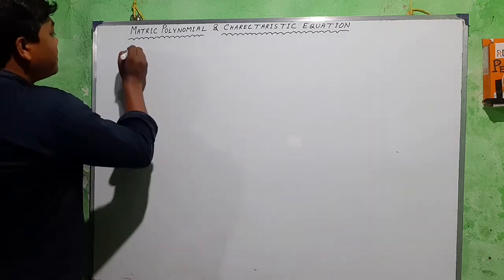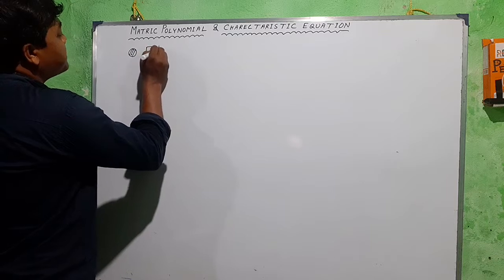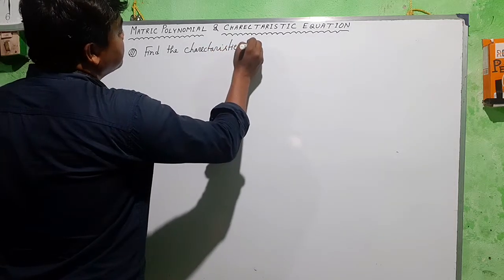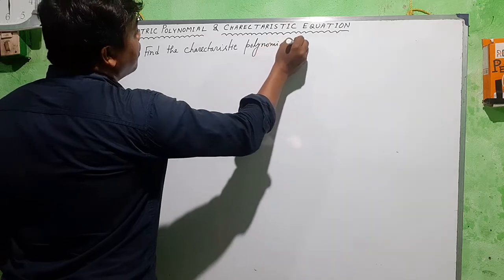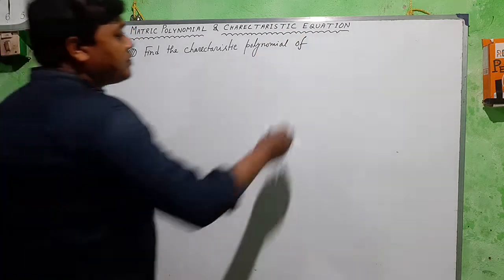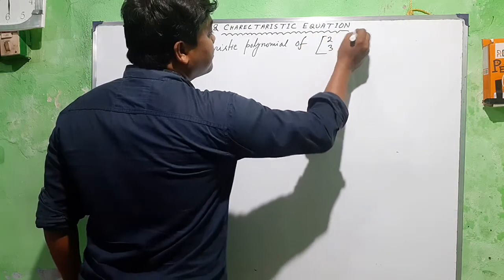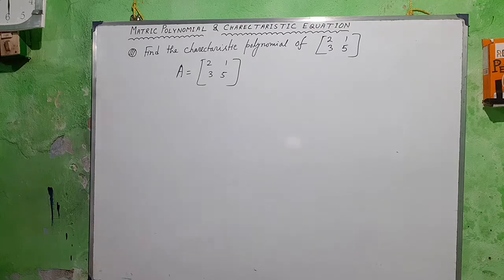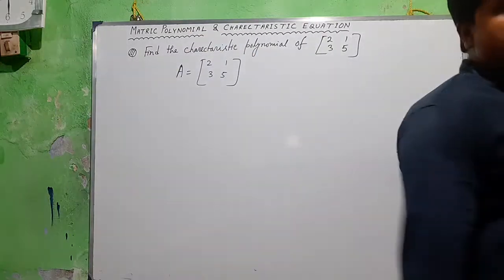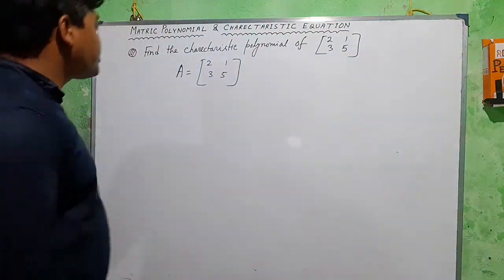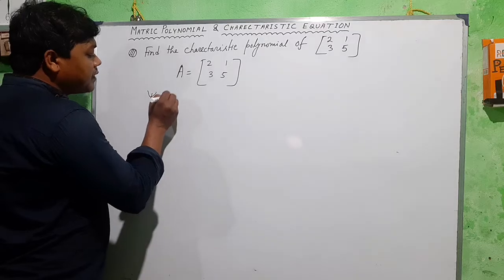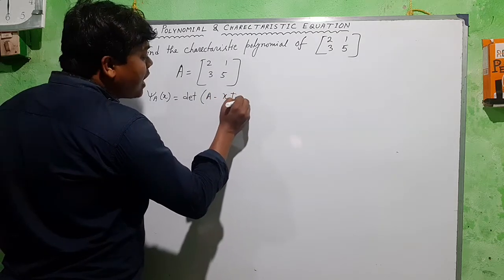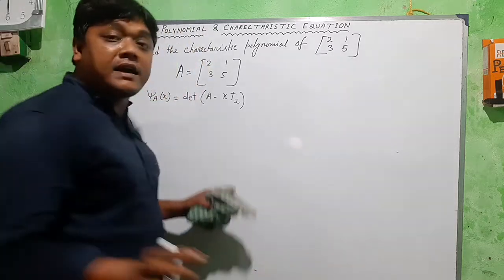For example, find the characteristic polynomial of the matrix 2 1 3 5. So A is given to you as 2 1 3 5. The matrix is 2 cross 2, so we will get a second degree polynomial. Now psi x equals the determinant of A minus x I2. Why? Because it is a 2 cross 2 matrix, so first we have to calculate A minus x I2.